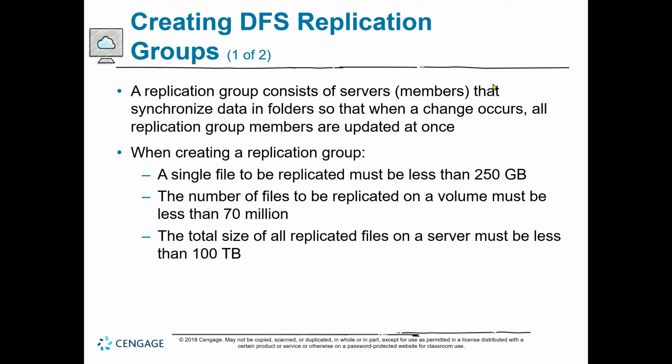Creating DFS replication groups. A replication group consists of servers, or members, that synchronize data in folders so that when a change occurs, all replication group members are updated at once. When creating a replication group, a single file to be replicated must be less than 250 gigabytes. The number of files to be replicated on a volume must be less than 70 million. The total size of all replicated files on a server must be less than 100 terabytes.